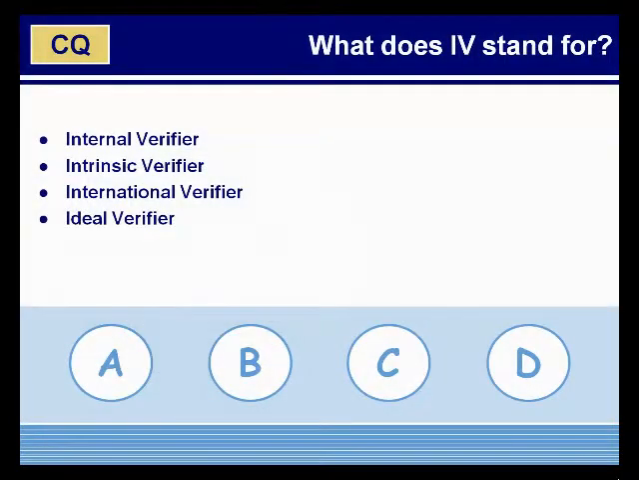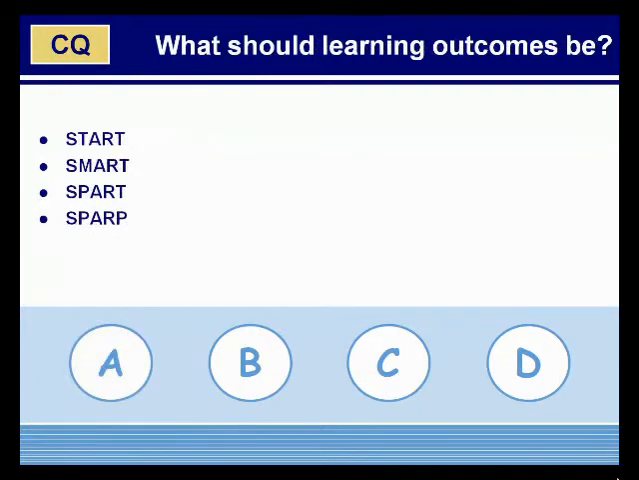So, revision. Question: what does IV stand for? Is it A, internal verifier, B, intrinsic verifier, C, international verifier, or D, ideal verifier? And it's A, internal verifier. What should learning outcomes be? Should they be START, SMART, SPART, or SPARP? And the answer is B, SMART: specific, measurable, achievable, realistic, and time-bound.